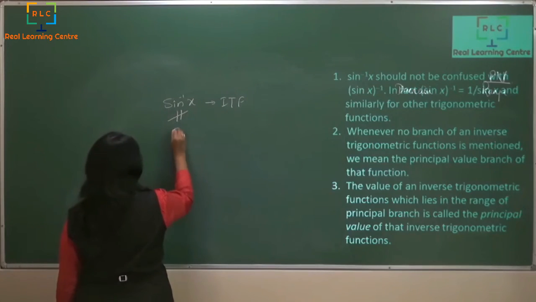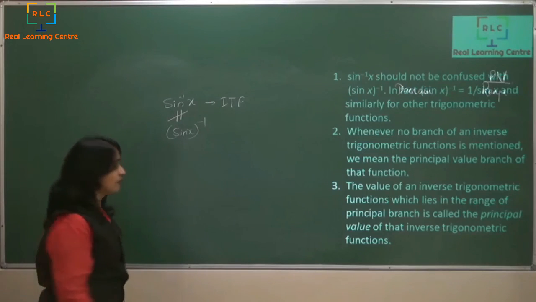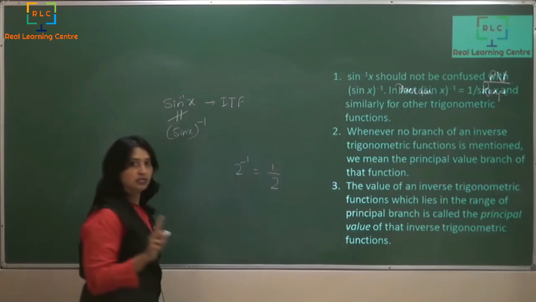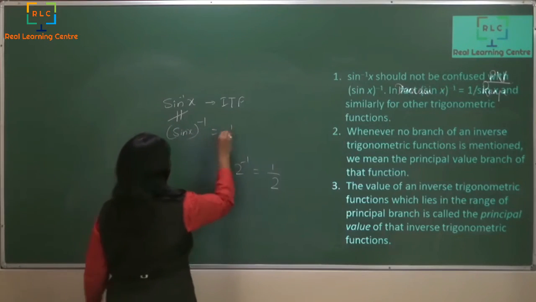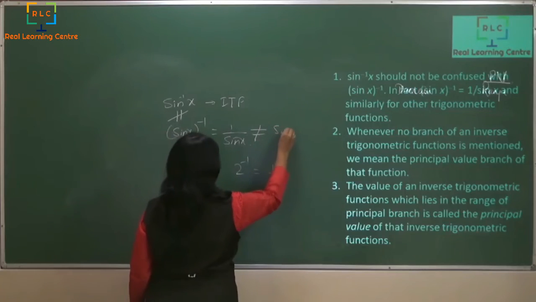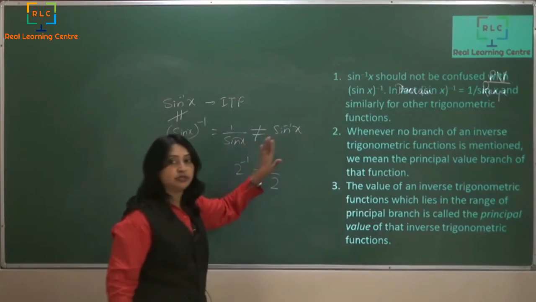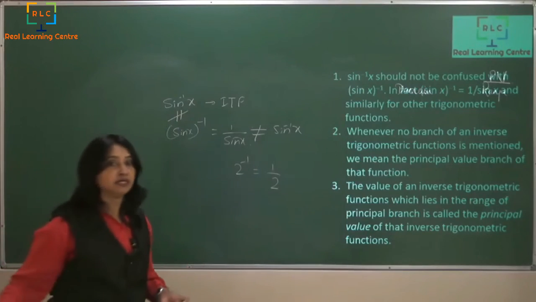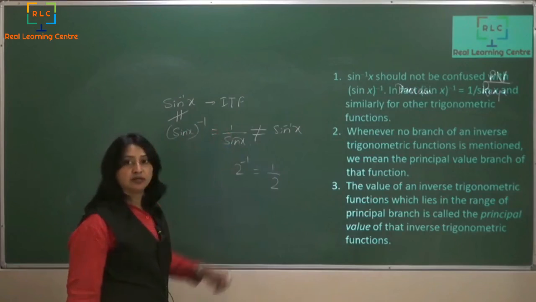It is not equal to (sin x)^-1. In arithmetic, 2^-1 is equal to 1 by 2. Likewise, the entire trigonometric function to the power of minus 1 will be 1 by sin x, and this is not equal to sin inverse x. They are all different. Sin inverse tells you it is an inverse trigonometric function, whereas (sin x)^-1 is whatever value you get here, and you are writing it as 1 by sin.